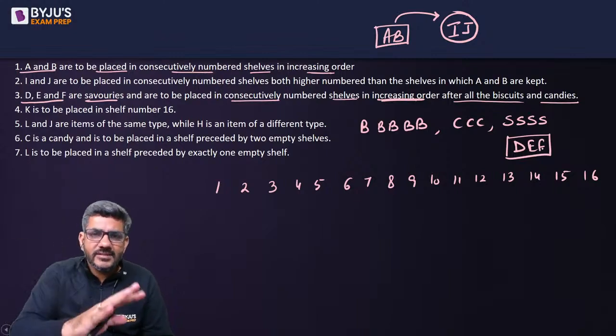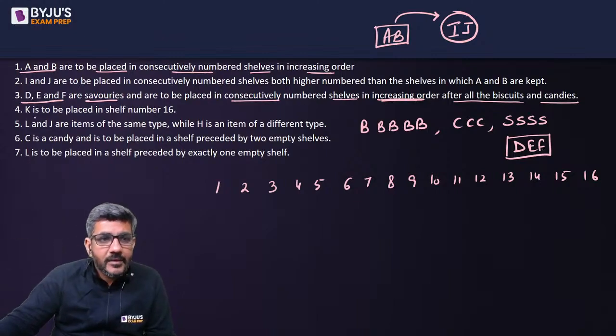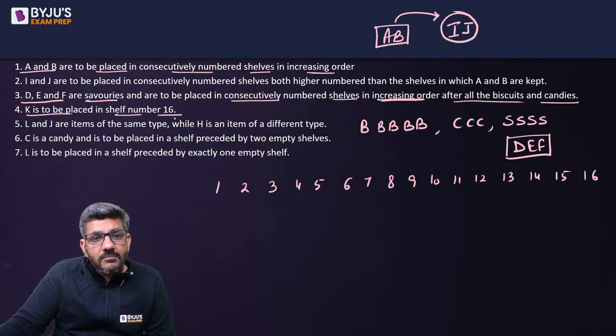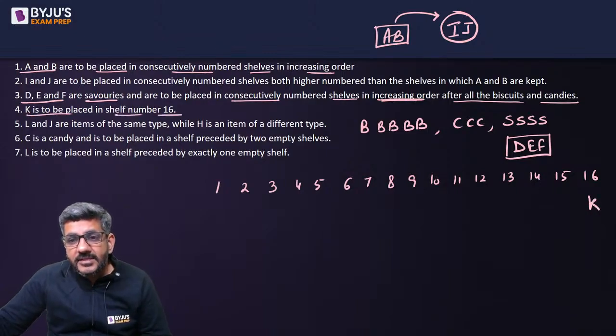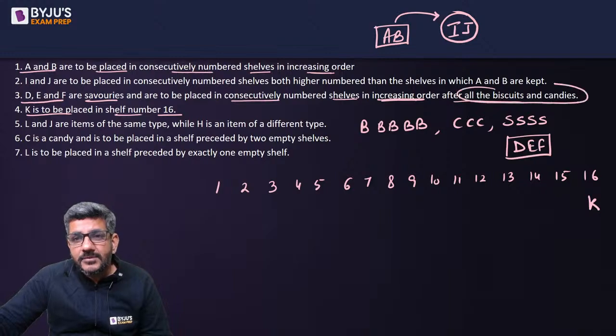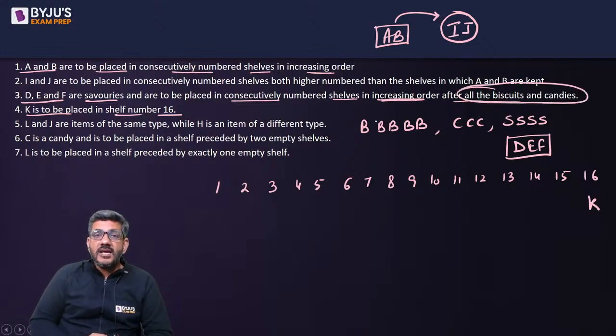Just one more savory is there. We will get to know about that as well. K is to be placed in shelf number 16. So that means K must be a savory because anyway savories are kept after all the biscuits and candies.